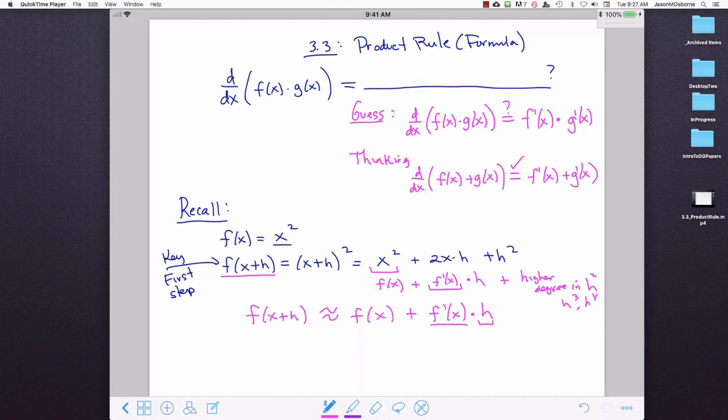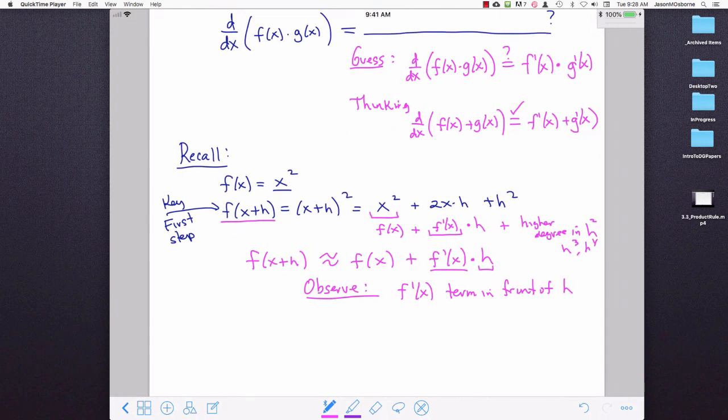So what we're seeing here is, observe that f prime of x, the derivative, is the term in front of the h. Okay? So if you have some function f of x, and you can find f of x plus h, then f of x plus h is approximately going to be f of x plus f prime of x times h, where f prime is the derivative function of f of x. Okay?